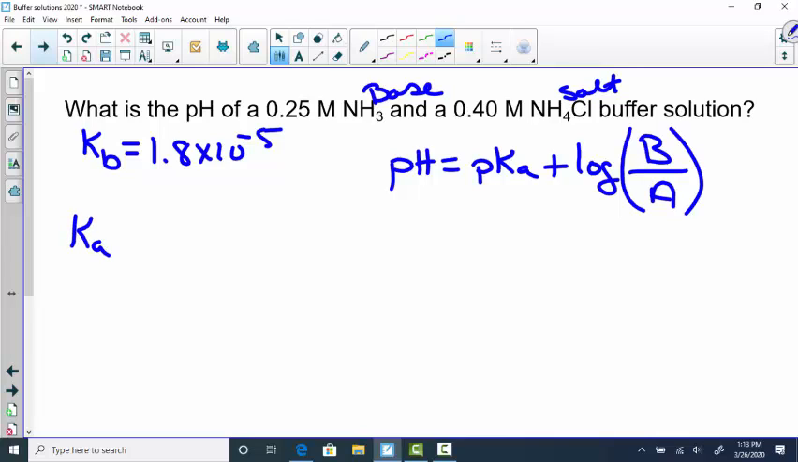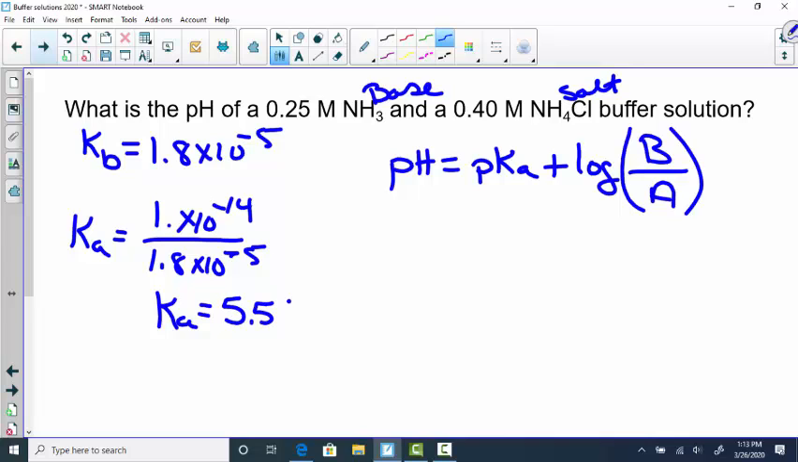So I need to quickly calculate the Ka, which is going to be 1 times 10 to the minus 14th divided by 1.8 times 10 to the minus 5th. That Ka comes out to be 5.55 times 10 to the minus 10th. Okay, again, you should do the math, but that's what it comes out to be. And then if I calculate the pKa of that, the pKa comes out to be 9.26. Okay, so again, you should calculate the pKa just to make sure.